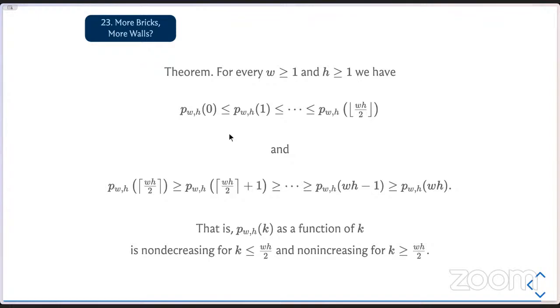So the number of bricks varies between 0 and wh, and if you look at P_{w,h} as a function, so think of w and h as being fixed. You have a fixed bounded box that you're working with.